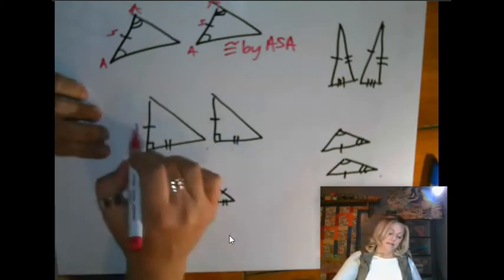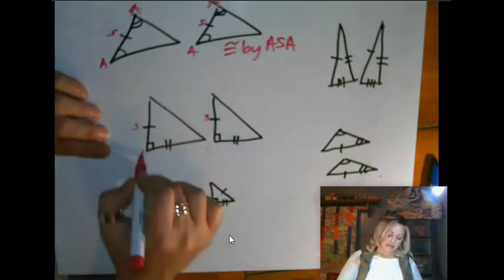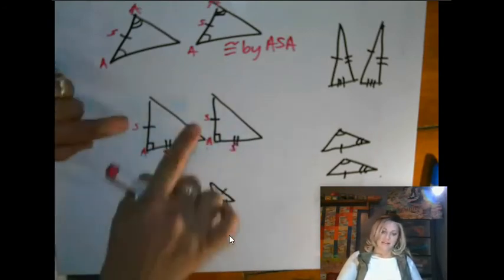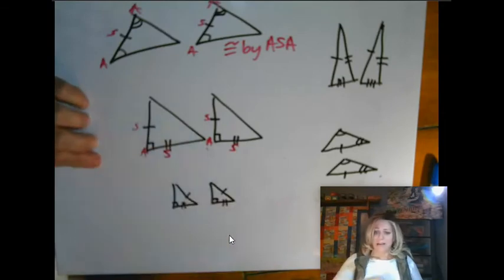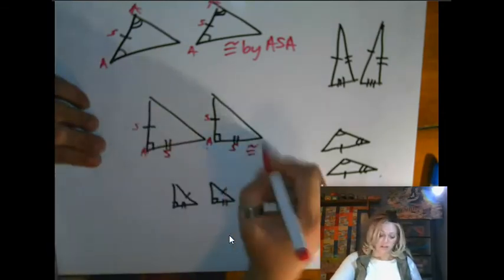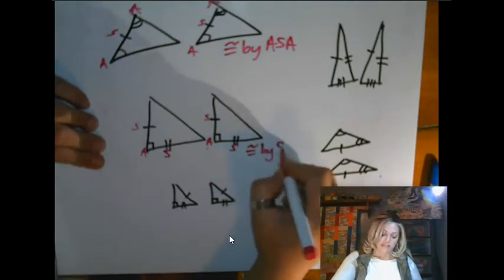So let's mark them. Side, angle, side. Side, angle, side. There's my rule. And it's right in order. And it actually jumps out at you when you label it. Congruent by side, angle, side.